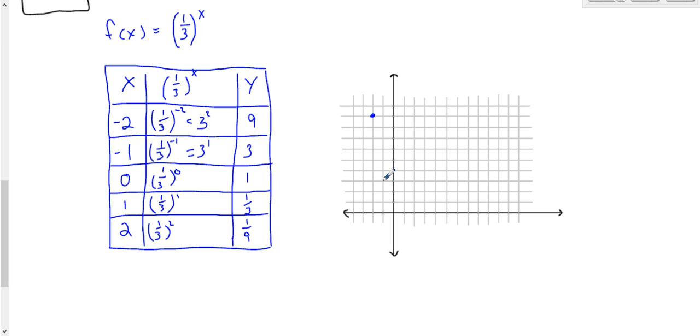Negative 1 is going to give me 3, 0, 1, 1 and 1/3, 1 and 1/9. So you're just going to be plotting that point just barely above the x-axis. And really if you try to keep going, it's going to look like your points are on the x-axis, but in all reality, they're just getting really, really, really close.